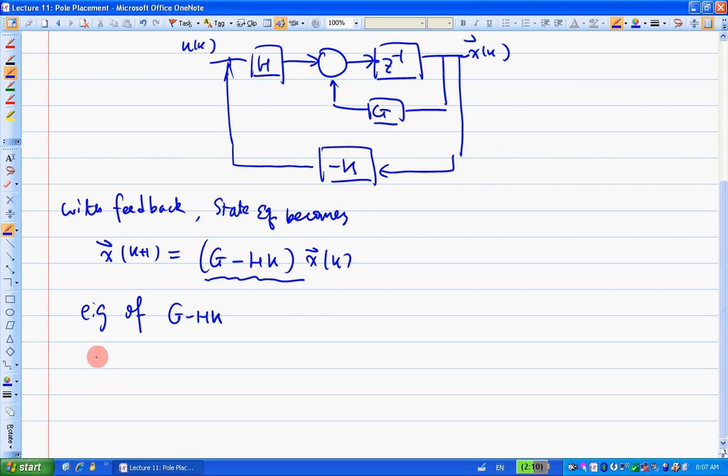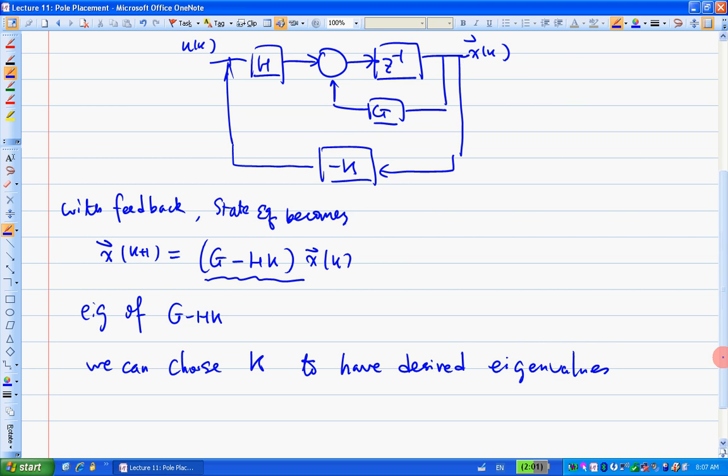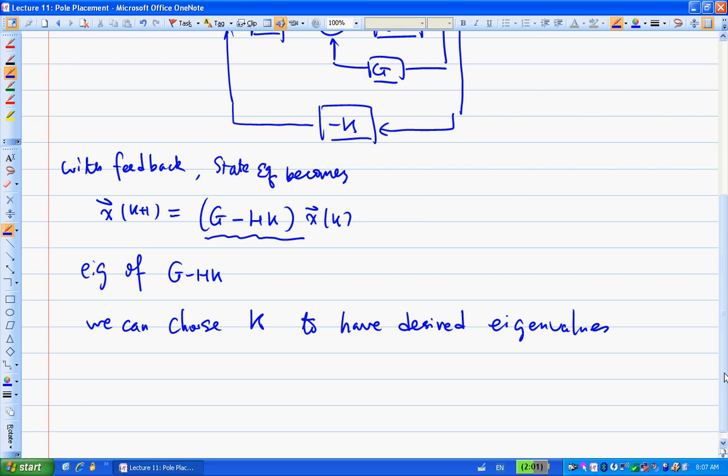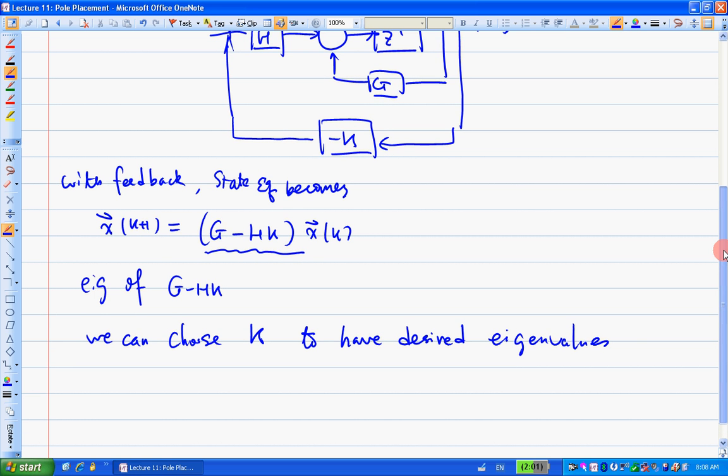So basically, we can choose K to have desired eigenvalues. So that's the purpose of this so-called pole placement. You choose a proper K, so you place the desired pole at somewhere that you want. Okay, that's pole placement. All right.